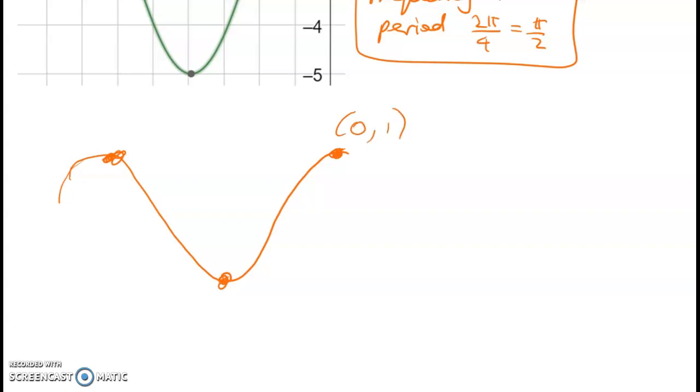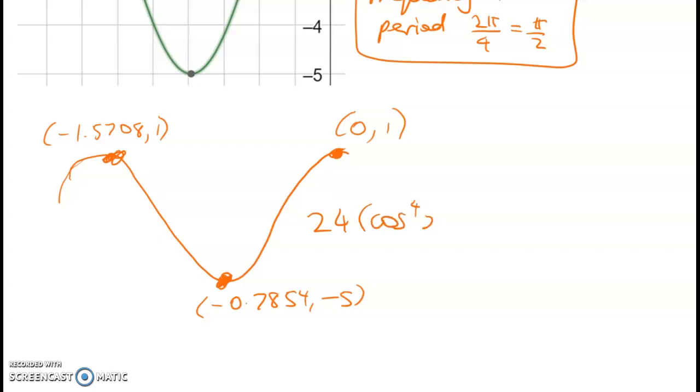So there's 0, 1. Here's negative 0.7854, negative 0.5, and here's negative 1.5708, which should look familiar, and this. So again, the way that I've got those coordinates is that I've put into my calculator the function that we're not able to read the features off straight away, right? So we're using the coordinates to do it.